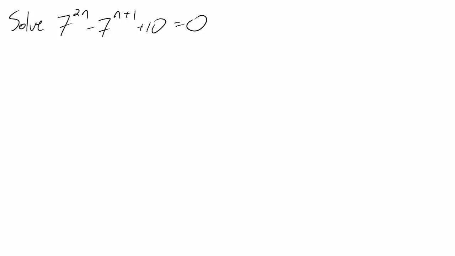Now, the trick here is to reframe the problem. Instead of looking at this as an equation with exponentials, which of course it is, it's also something that's able to be written as a quadratic. So we have 7 to the 2n. But I can also view this 7 to the 2n as 7 raised to the n, squared.